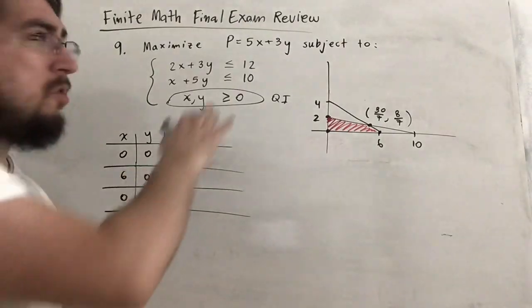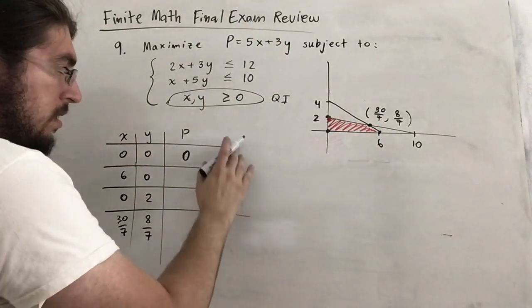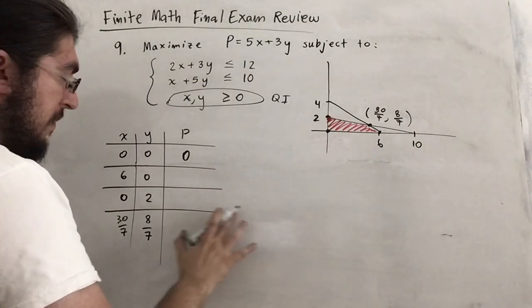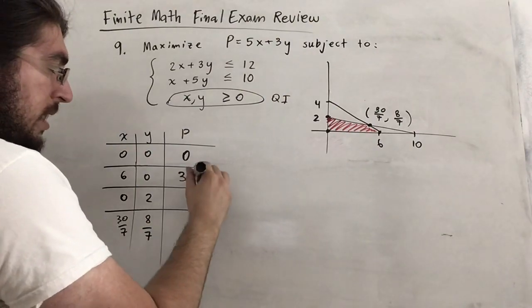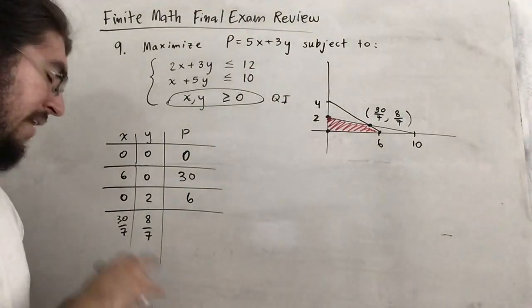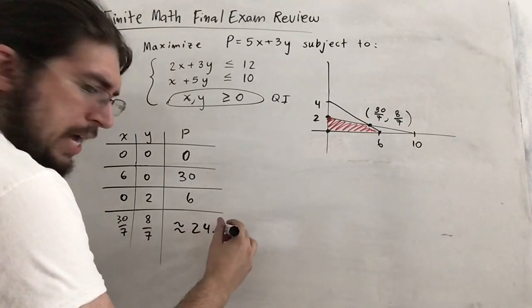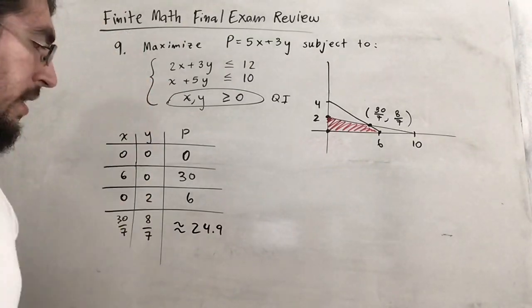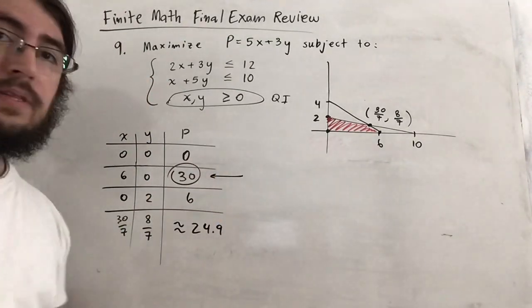And notice (0, 0) will just give you 5 times 0 plus 3 times 0, so that's just 0. If you plug (6, 0) in, you'll get 30 plus 0, that's 30. If you plug (0, 2) in, you'll get 0 plus 6, that's 6. And if you plug this one in, actually you'll get about, I got 24.9, I believe. Yeah, 24.9. And notice the maximum actually is 30, not this one.